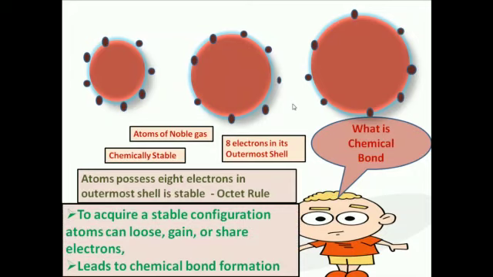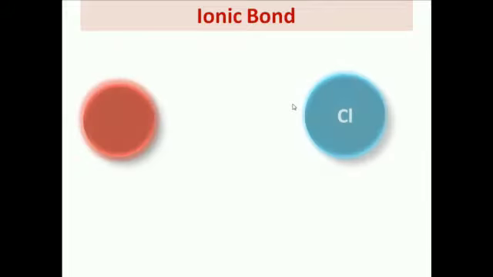In order to achieve the stable electronic configuration, atoms can lose, gain or share their electrons. In order to achieve 8 electrons in the outermost shell, an atom can lose, gain or share electrons. This interaction leads to chemical bond formation. Now let us discuss the types of chemical bonds. First one is the ionic bond. Consider an example of sodium and chlorine.